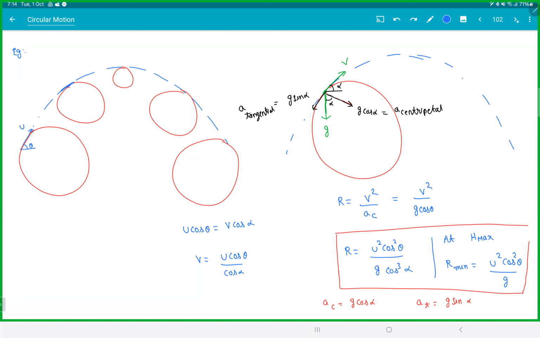So this is one way to calculate radius of curvature, in terms of physics. There is a mathematical way. We will see that in the end because that is a little bit out of portion.